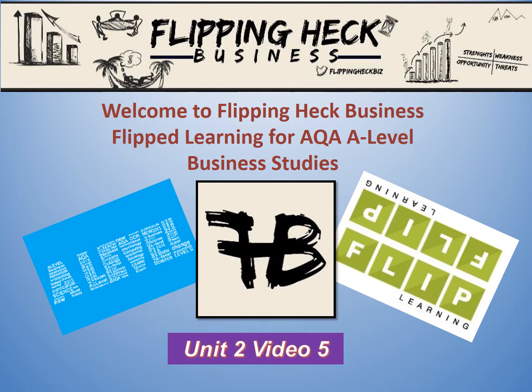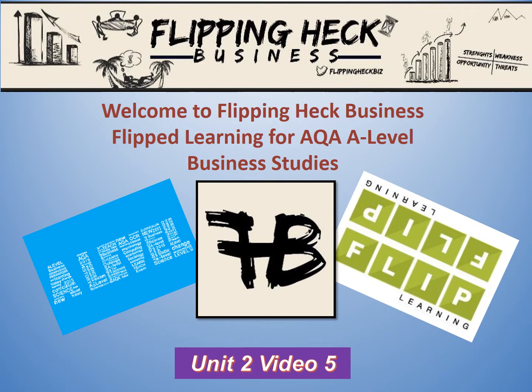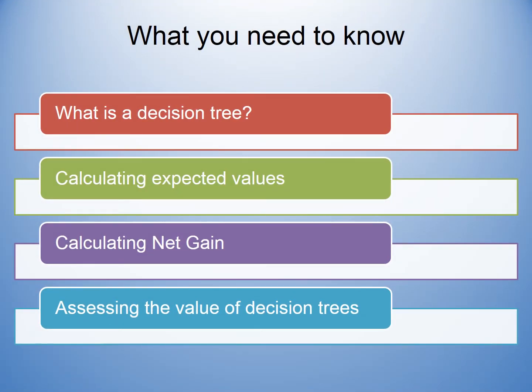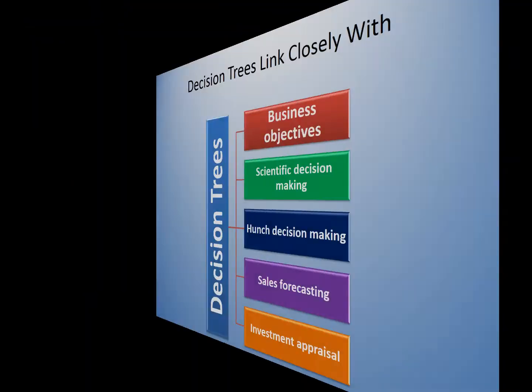This is Unit 2, video number 5. So this is the Management, Leadership and Decision Making unit. Today we are going to be looking at decision trees. So you need to know what is a decision tree, how to calculate expected values, calculating net gain, and then assessing the value of the decision tree as well. And of course, you need to know how to actually write them.